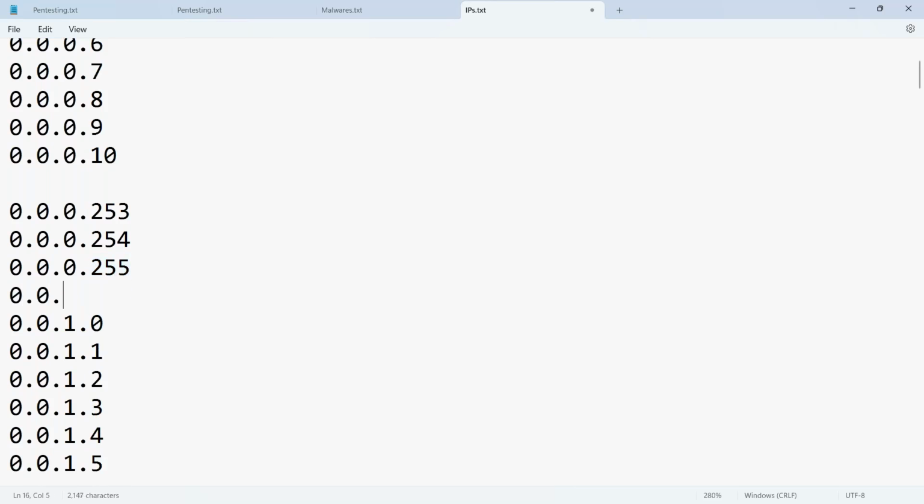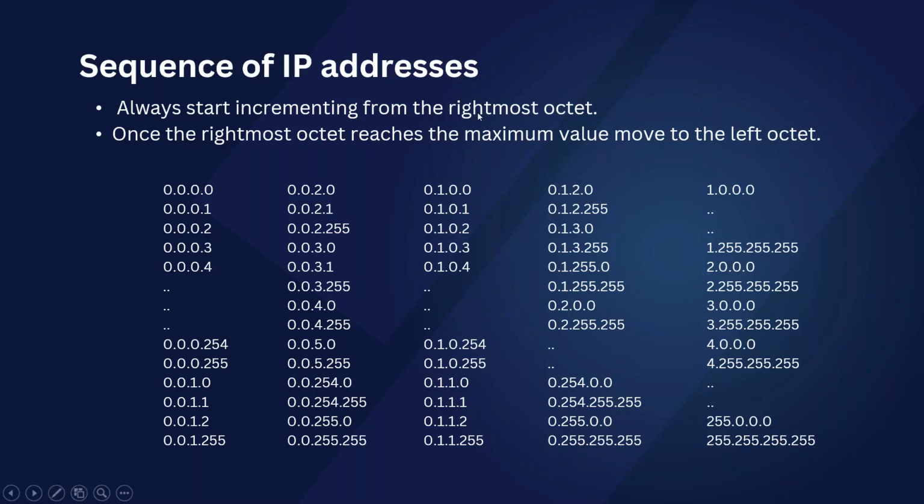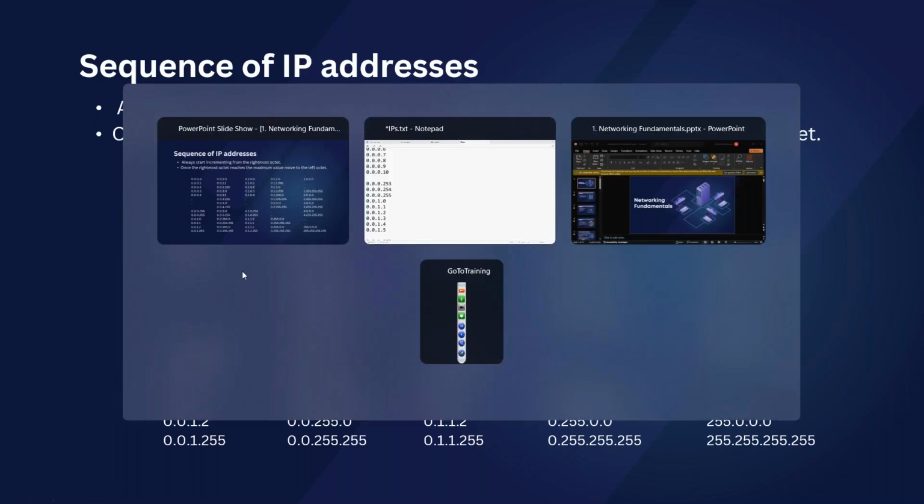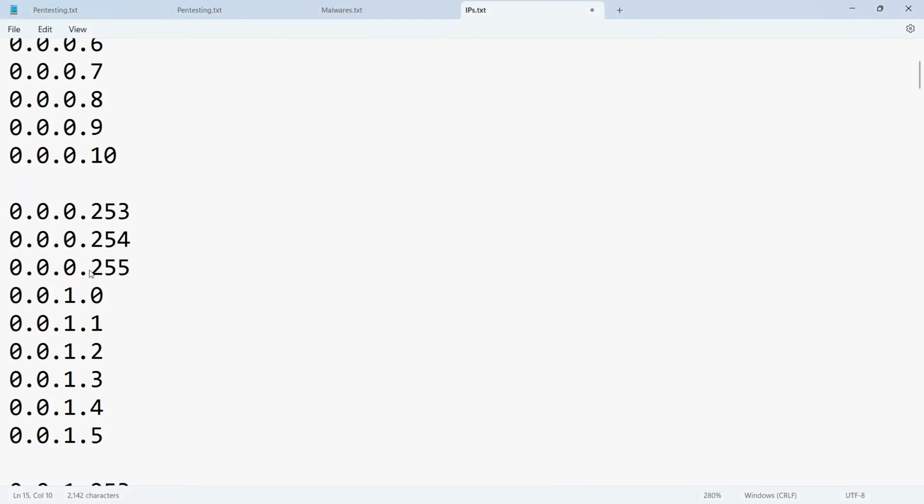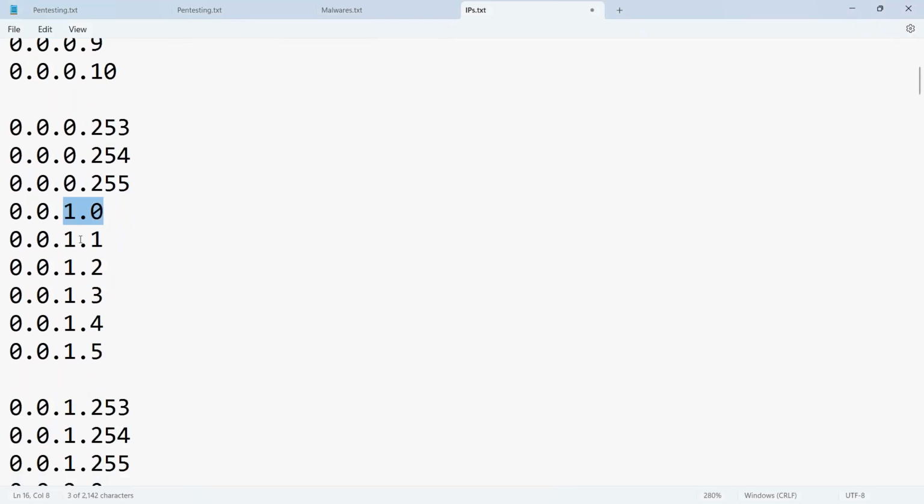Now once you reach the maximum number there, then comes rule number 2. Once the rightmost octet has been completely filled, once it reaches the maximum value, then you move to the left octet. Okay, so now this left octet here, the one beside the rightmost one, increases by 1. So this 0 now changes to 1. And this 255 cycles back to the first number, 0 again. So after 0.255, you have 1.0, 1.1.